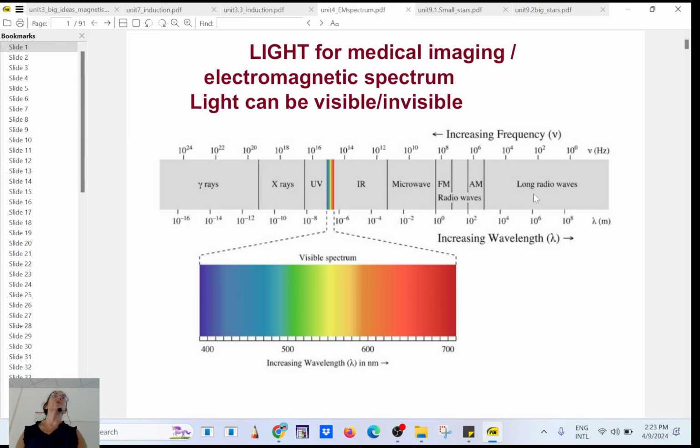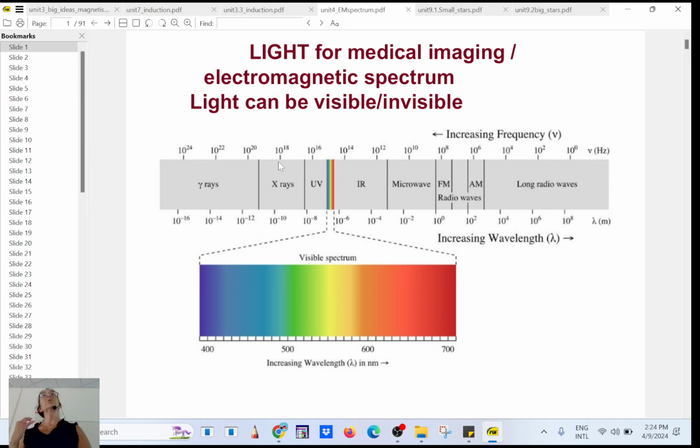So this is the electromagnetic spectrum. The first thing to know is that all of this part of the electromagnetic spectrum moves at the same speed. So from high energy to low energy, from high frequency to low frequency, from short wavelength to long wavelength, you go from gamma rays, X-rays, UV, visible light, infrared, microwave, radio wave, long radio wave. All of them travel at the speed of light. So they all have the same speed.